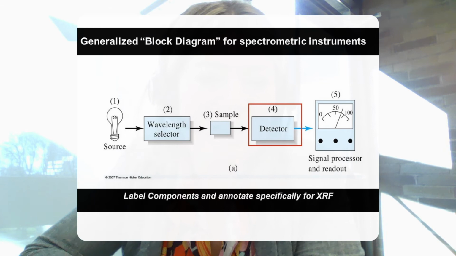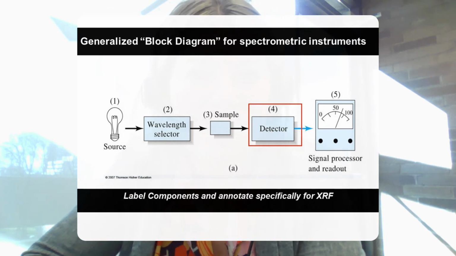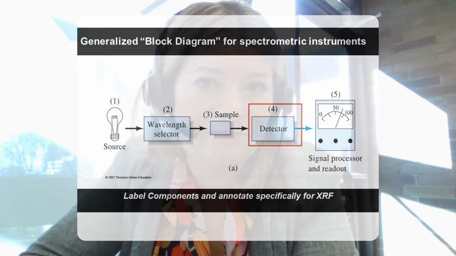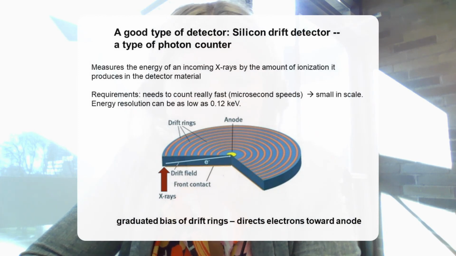The next component is the detector. Detectors are the component that measures the energy of emitted secondary X-rays. Most portable X-ray fluorescence instruments use silicon drift detectors, or SDDs. Silicon drift detectors measure the energy of incoming X-rays by the amount of ionization they produce in the detector material. The more ions that are produced means that a higher energy X-ray hit the detector.